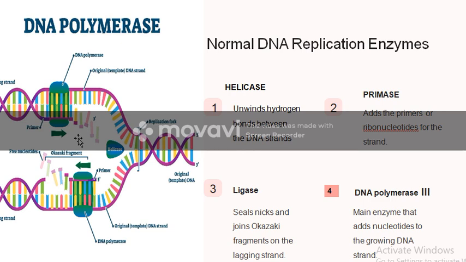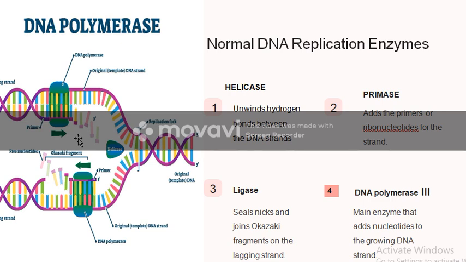Once primase adds the ribonucleotides complementary to the DNA strands, we have DNA polymerase 3, kind of the main hero of the picture, which adds the deoxyribonucleotides and extends the DNA strands. The extension of the DNA strands happens on both sides. At the end, wherever there are nicks, they will be filled up by ligase. So these are the basic enzymes present in DNA replication.